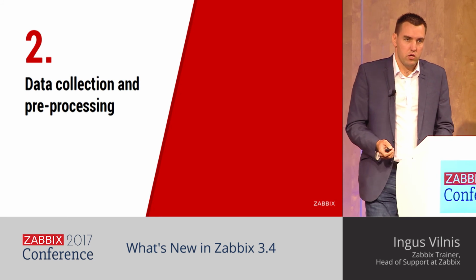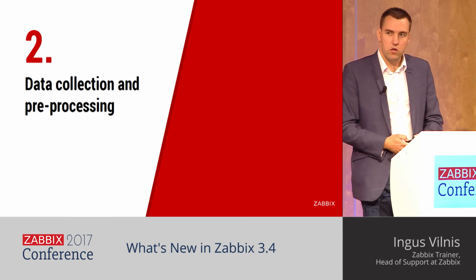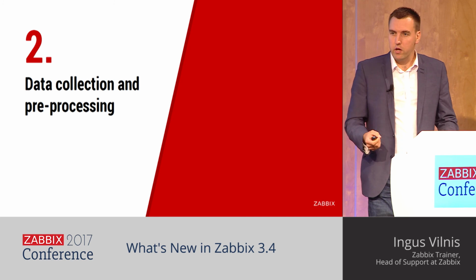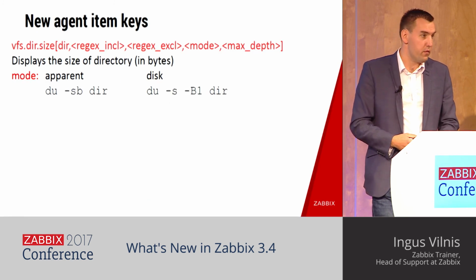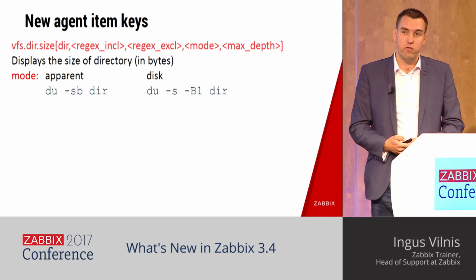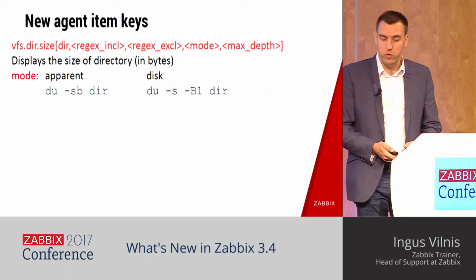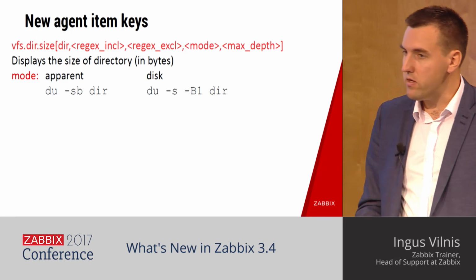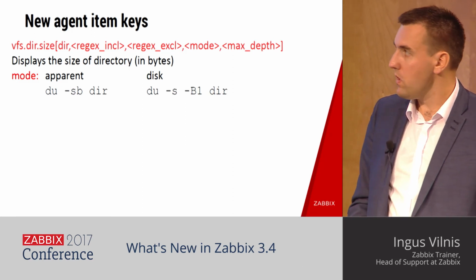Of course, visualization is not the only new thing. Lots of new things are done regarding data collection and pre-processing. Let's start with the item keys that we have for the Zabbix agent. Now with the agent you can monitor the size of a directory on the file system, supported both on Linux and Windows, and you can specify which directory you want to monitor, a regular expression to include certain files or names, also a regex to exclude something, mode, apparent or the size on the disk, and max depth, how many directories deep you want this check to go.